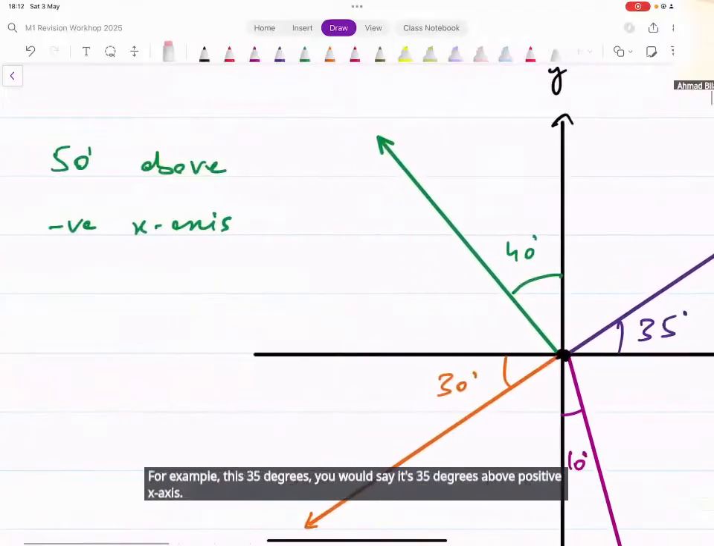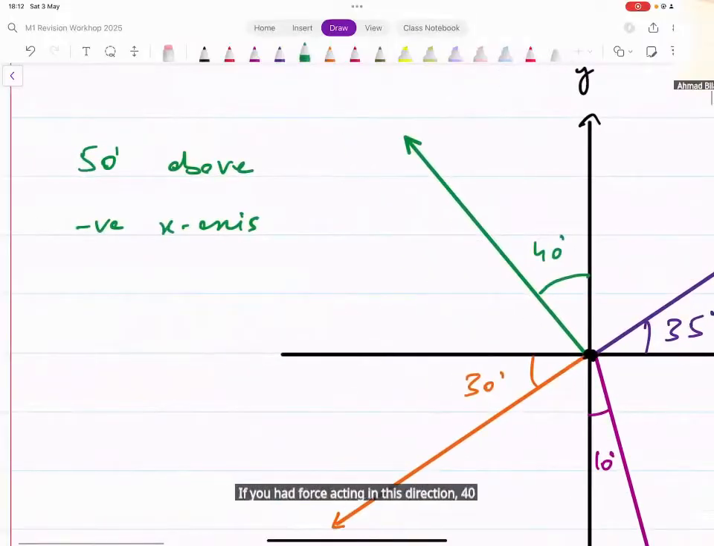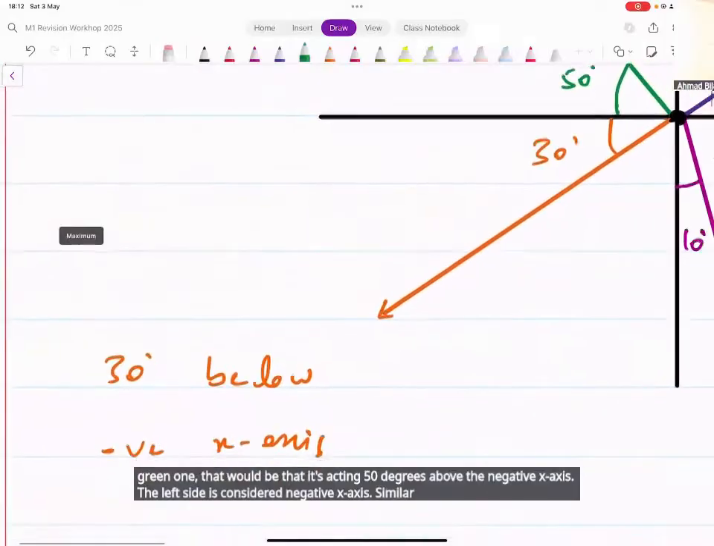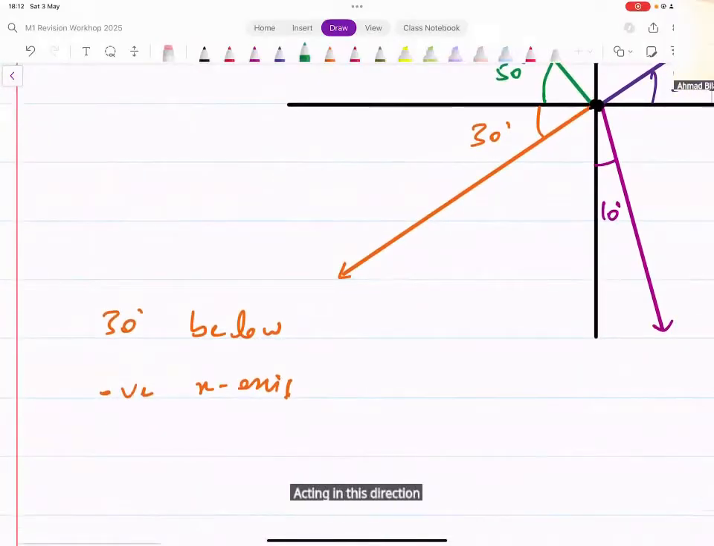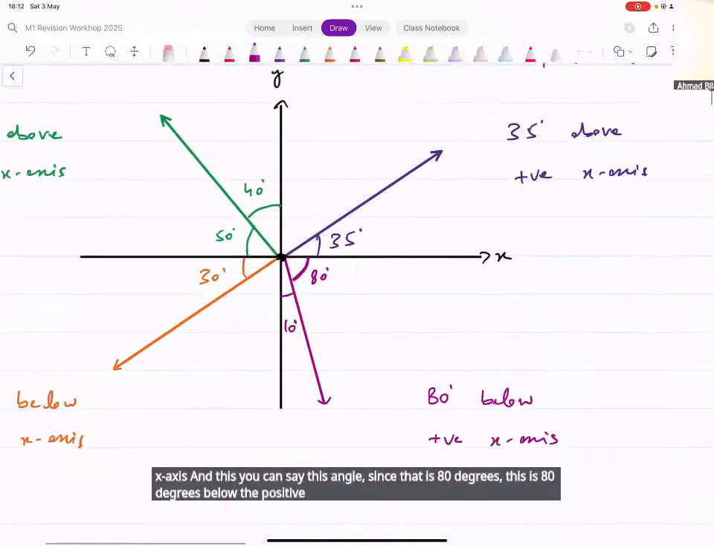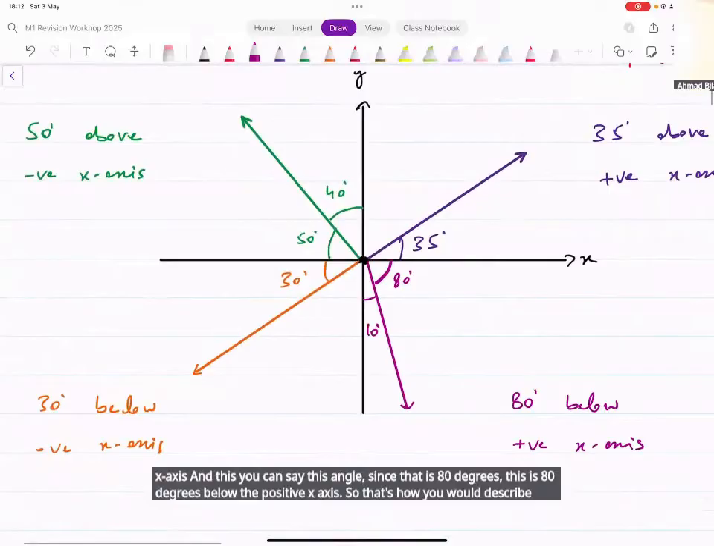If you had a force acting in this direction, 40 degrees, that means that this angle is 50 degrees. So the description of this force, the green one, would be that it's acting 50 degrees above the negative x-axis. The left side is considered the negative x-axis. Similarly, if you had this force acting in this direction, you would say it's 30 degrees below the negative x-axis. And this, since that is 80 degrees, this is 80 degrees below the positive x-axis. So that's how you would describe forces acting in these different directions.